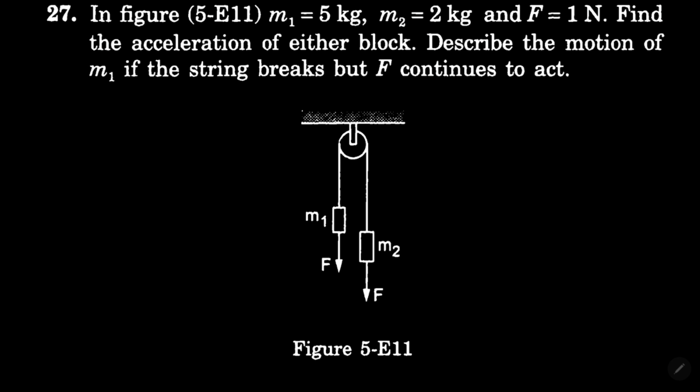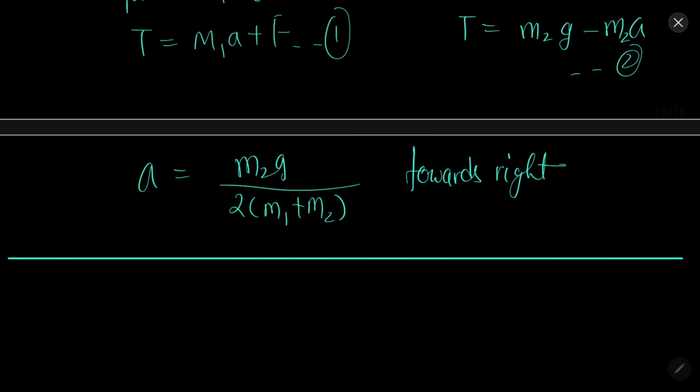Now in this figure we need to describe the motion of m1 if the string breaks but F continues to act. So this is question 27. What will happen is that let's first draw the free body diagrams.